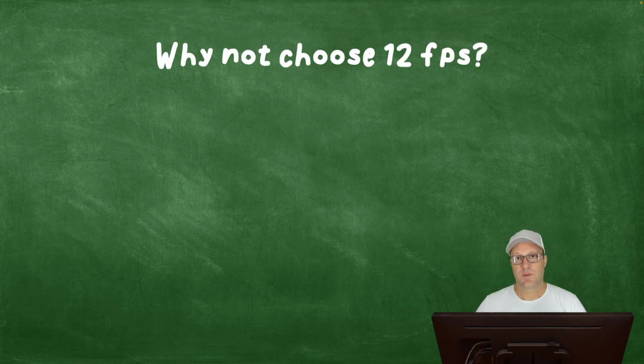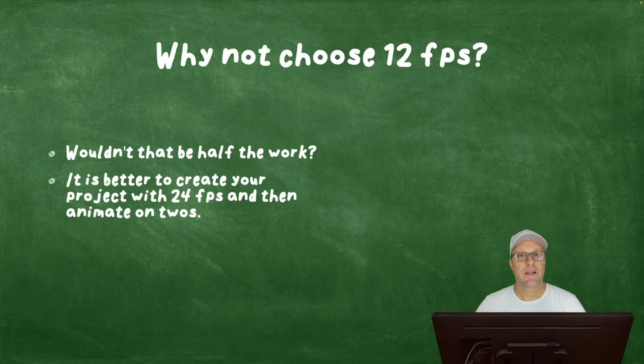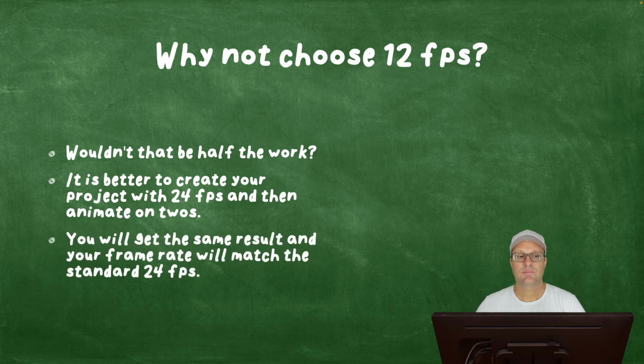Why not choose 12 frames per second? Wouldn't that be less work than 24 frames per second? It's better to create your project at 24 frames per second and then animate on the twos, because your frame rate's going to sync up better with the formats that are already out there. You'll get the same result, and your frame rate will match the standard 24 frames per second.